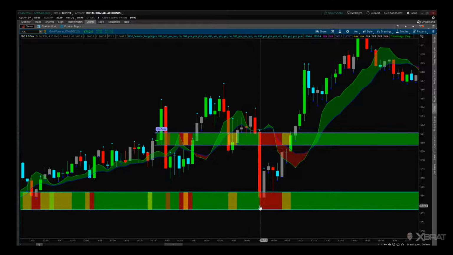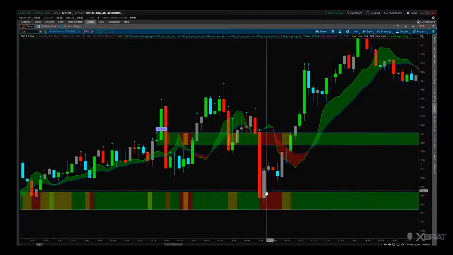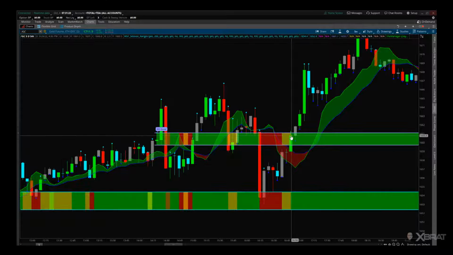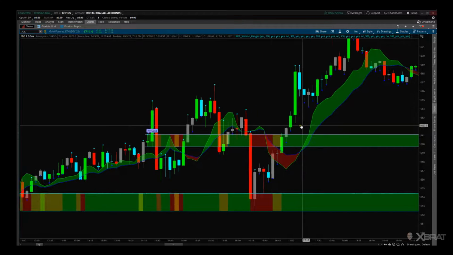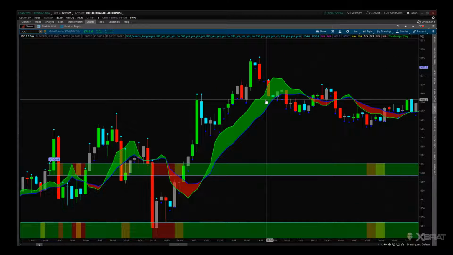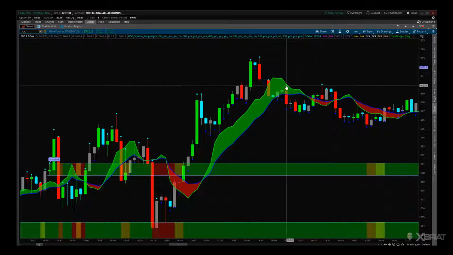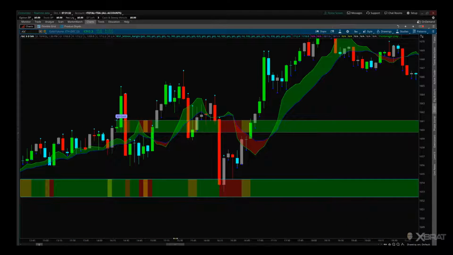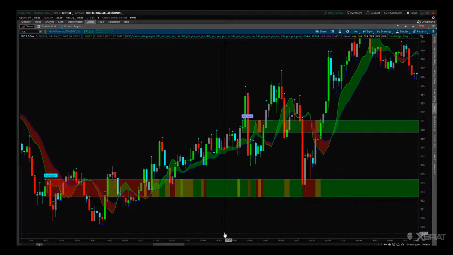We come back down, we test the European opening range. We come back up, we close green. We go long out of that opening range. That's the biggest trade of the day, probably 100 plus ticks. So there are multiple trading opportunities with this. Very simple. It does all the work behind the scenes.